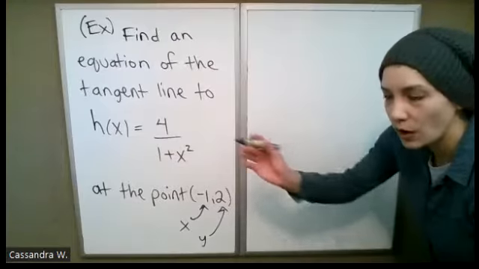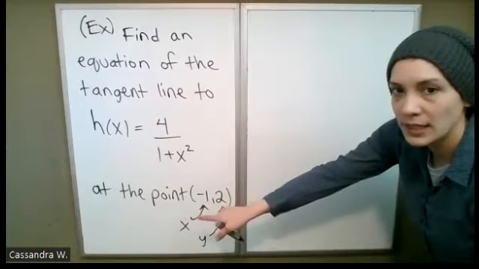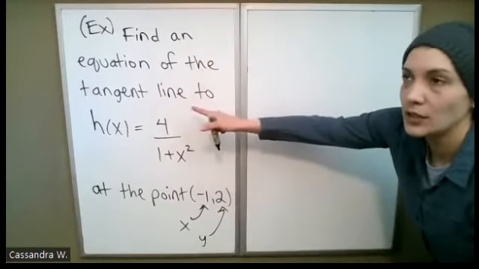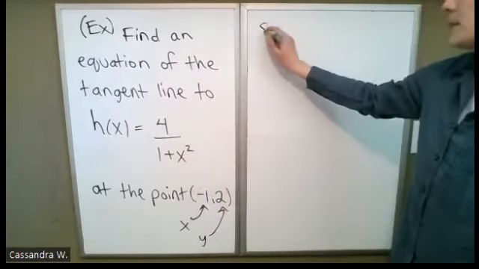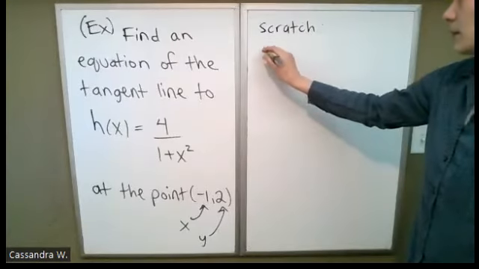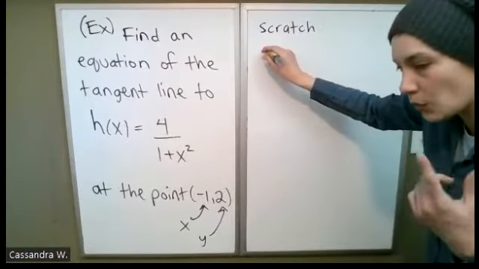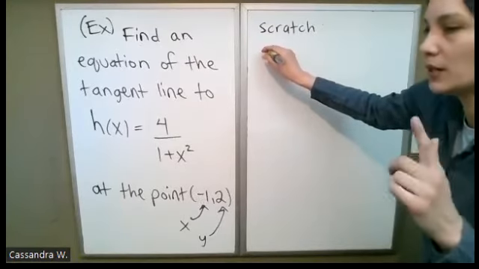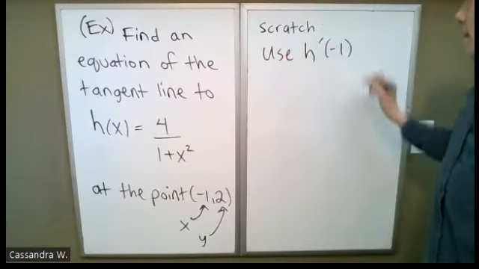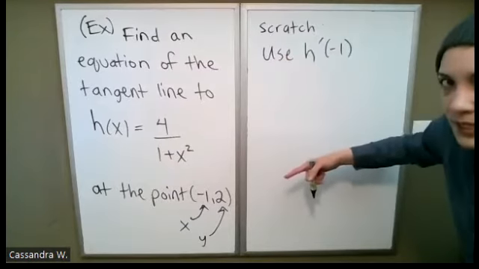h prime of x will give you all of the slopes that you need for tangent lines along the function at any point, and then we'll plug in the x value for this specific point to get the tangent line right there. So let's get h prime of x first. I'm going to write down what I just explained. We're going to get h prime of x so that we can find h prime of -1. And that's going to give you the slope of the tangent line at the spot where you have x equal to -1.